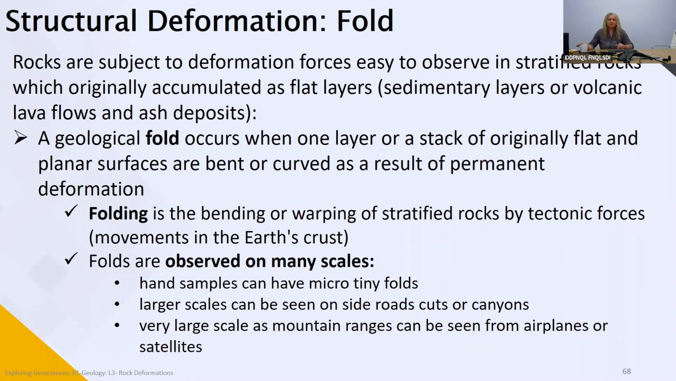So anything that is not horizontal but has, like now, a zigzag effect on it, we know that it has been folded. So there are many scales of fold. We can have tiny microfolds in hand samples. They can be seen by a microscope, and they can go up to larger scales that can be seen along the roads, or even larger scale through mountain ranges.